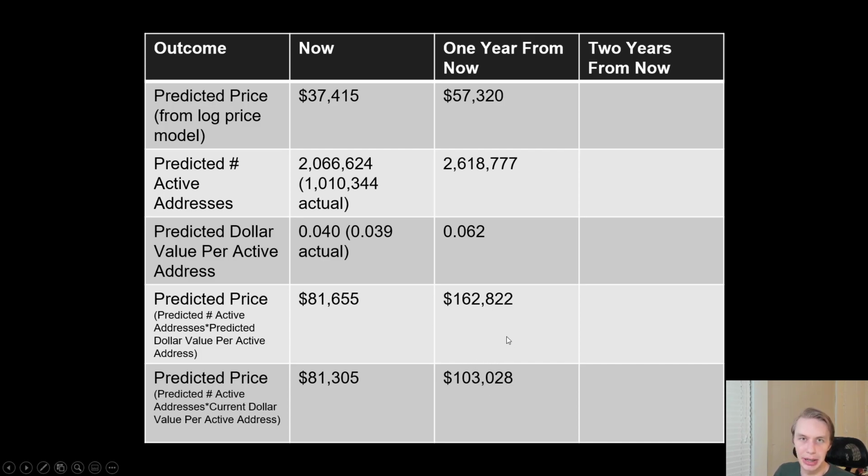And that would be the expectation of next year. And then if we project out even further, 2 years from now, we see that this base kind of standard model would predict $85,000 per Bitcoin.